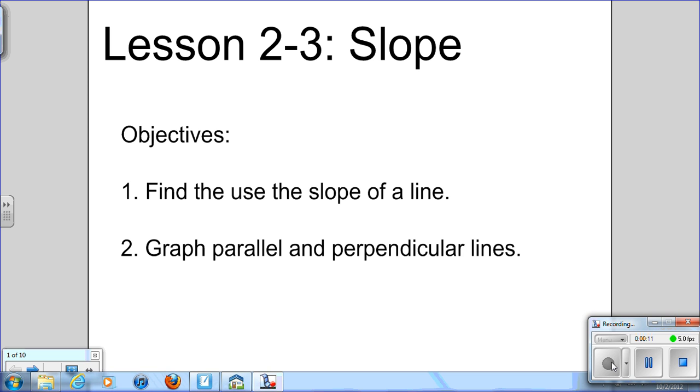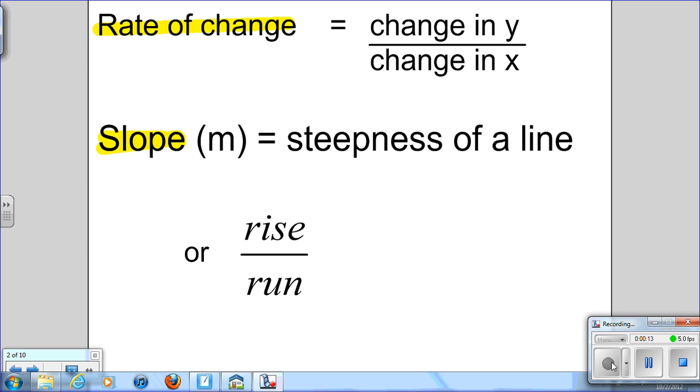Lesson 2-3 is about slope. The slope of the line is really just the steepness of a line. So if you think about slope, we're measuring how steep the line is. The bigger the slope, the steeper the line, and the smaller the slope, the more flat the line is going to be.